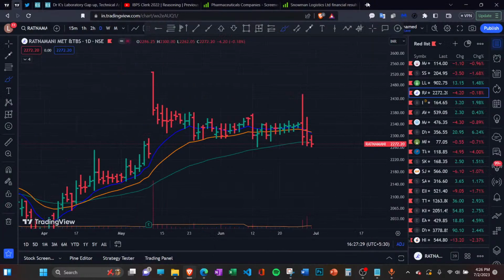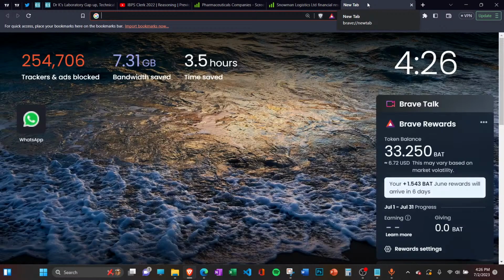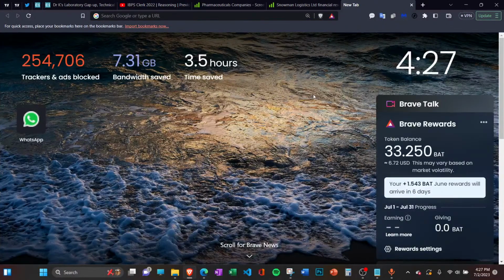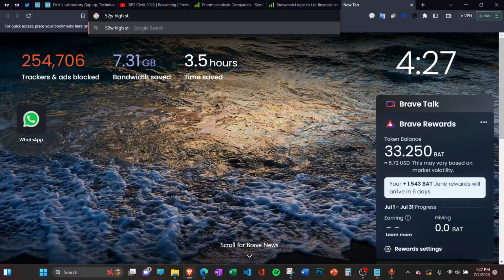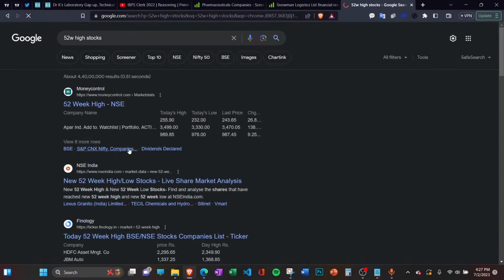So, a screener for beginners. If you're a complete beginner in the market, the one thing you have to do is look at the stocks at 52-week high. Again, that is not an optimal strategy. But if you're a complete beginner, you don't know much about tightening, VCP, inside bars, and many other factors, you just need a stock selection criteria. Simply go to Google and search for 52-week high stocks. Then go to NSE India and you'll find this website, the new 52-week high low stocks.